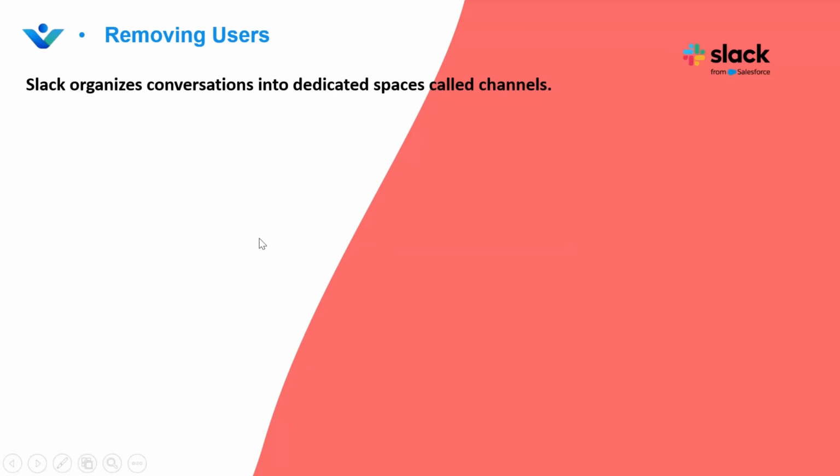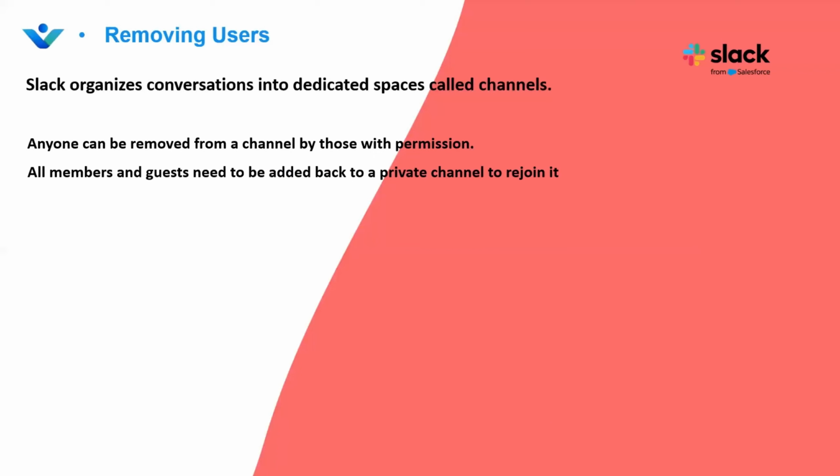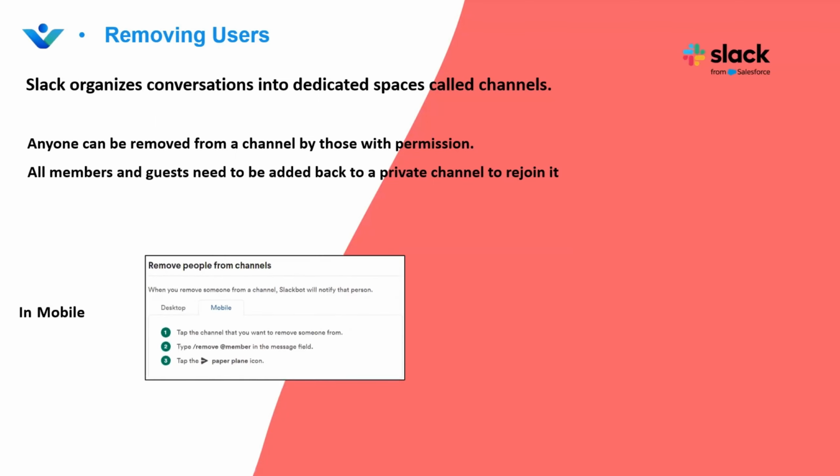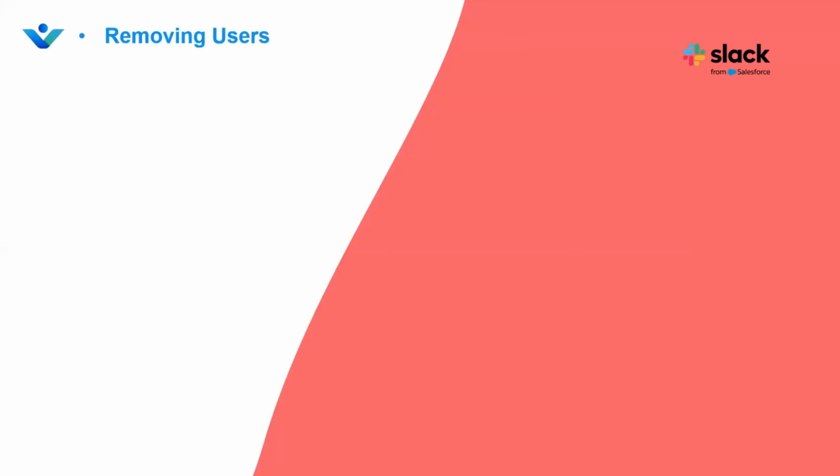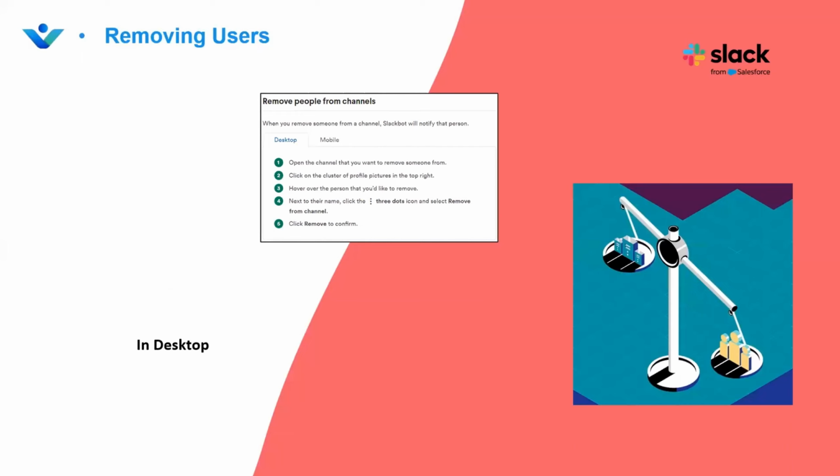Slack organizes conversation into dedicated spaces called channels. Anyone can be removed from a channel by those with permission. All members and guests need to be added back to a private channel to rejoin it. In mobile, the instances are as follows, and in desktop, the instances are as follows as well. Don't worry, I'm going to show you each and everything in the Slack demo as well.